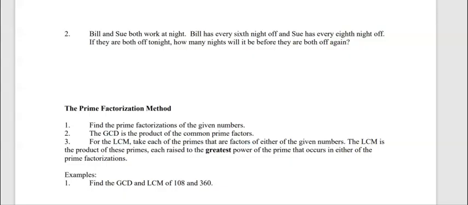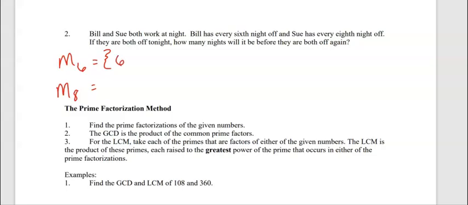And so when you look at this word problem, you have to be able to identify whether this problem is looking for multiples of 6 and 8 or divisors of 6 and 8. And if a person is off every 6th night, that means they're off night 6, and they're off night 12, and they're off night 18. And the numbers that I'm saying to you are multiples of 6, every 6th night and every 8th night. And so when I want to know when will be the next night they are off again, I need to compare multiples of 6 and multiples of 8.